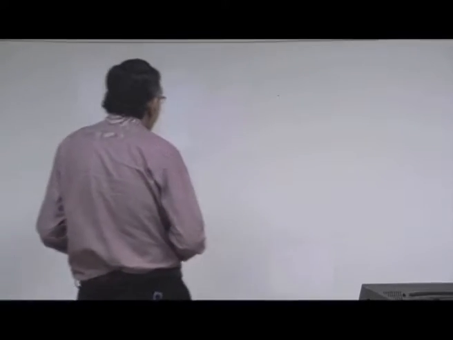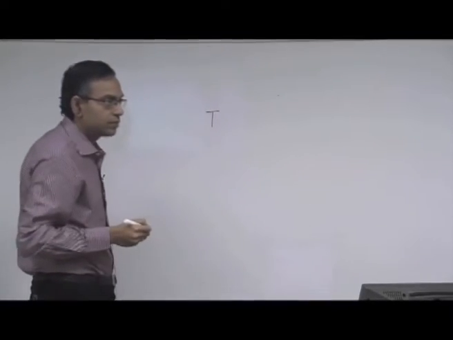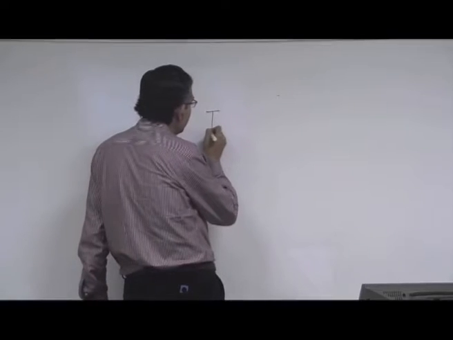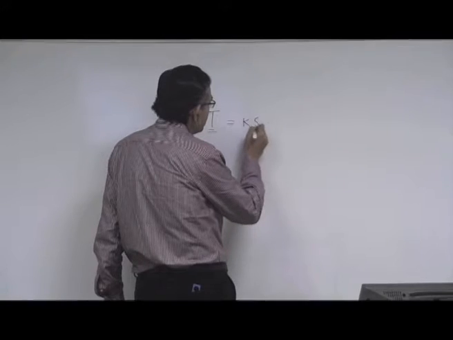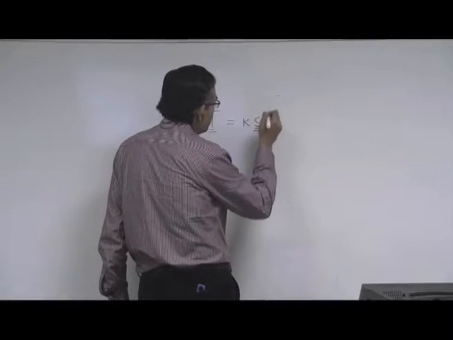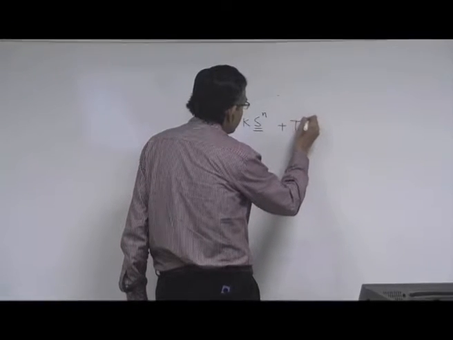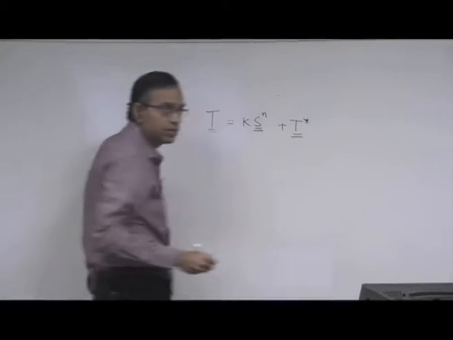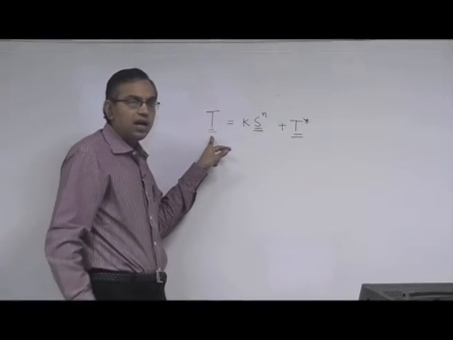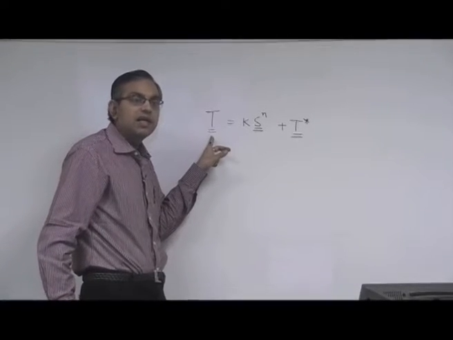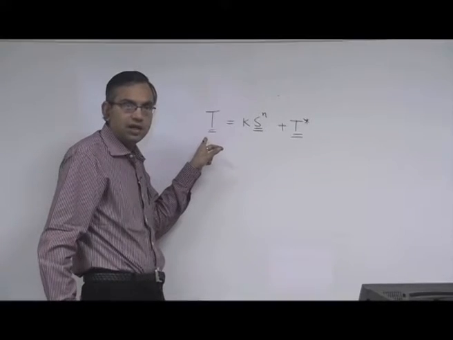So, typically for a generalized power law, you can write it in this way, where this T is called the stress tensor dyadic. That is where these two double marks are there.